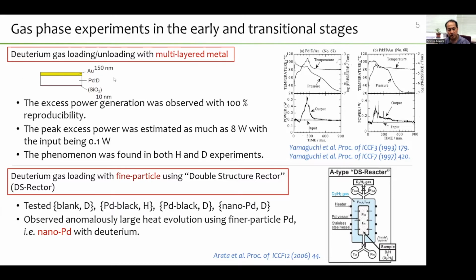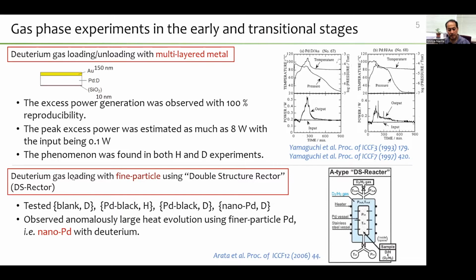In the experiment, excess power generation was observed with almost 100% reproducibility, and the peak excess power was estimated as much as 8 watts, with the input being 0.1 watt. And the phenomenon was found in both hydrogen and deuterium experiments.